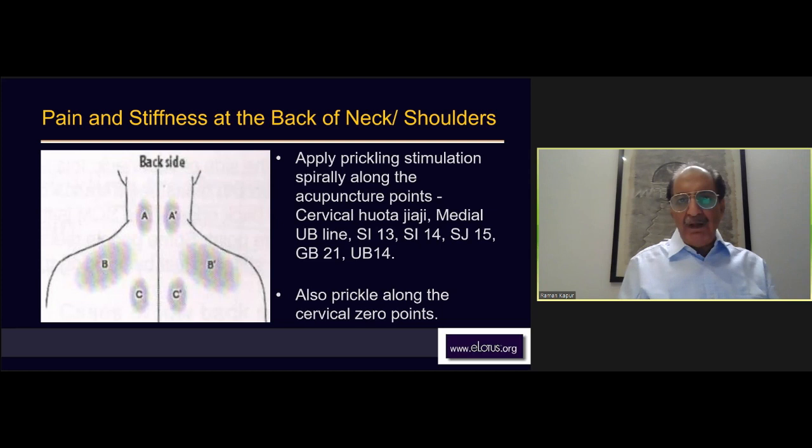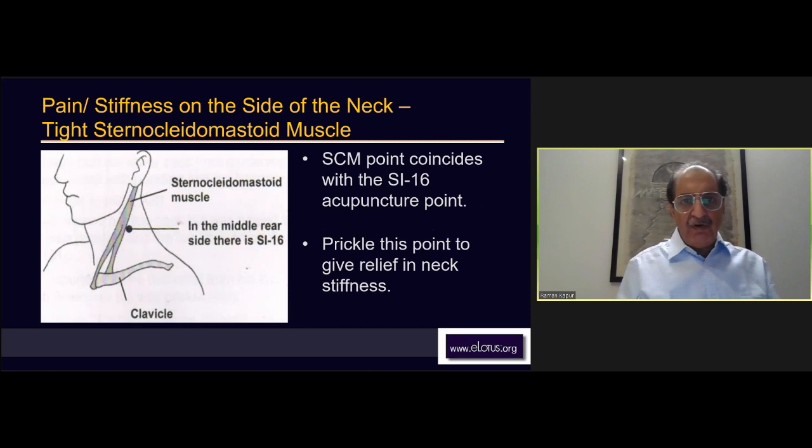Then pain and stiffness at the back of neck and shoulders, you apply pricking spirally along the acupuncture points at the cervical Huatuojiaji points, the medial UB line, the points SI-13, 14, San Jiao 15, gallbladder 21 and UB 14. And you can also prick along the cervical zero points. Then pain and stiffness on the side of the neck, a tight sternocleidomastoid muscle, and the SCM points, which I have already told you before, coincides with the SI-16 acupuncture point. So you prick this point and you can give immediate relief in the neck stiffness.